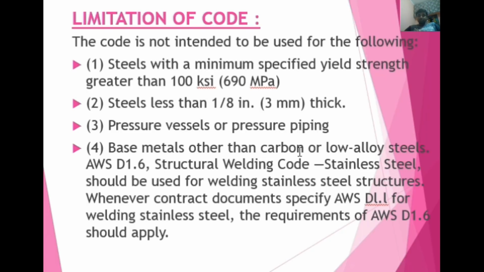If we are using stainless steel, other than carbon or low alloy steel, the code is the structural welding code for stainless steel, AWS D1.6. If a contract document specifies AWS D1.1 for stainless steel, it is totally wrong. This requirement should go to AWS D1.6. So this is the limitation of the code. You should know this one.